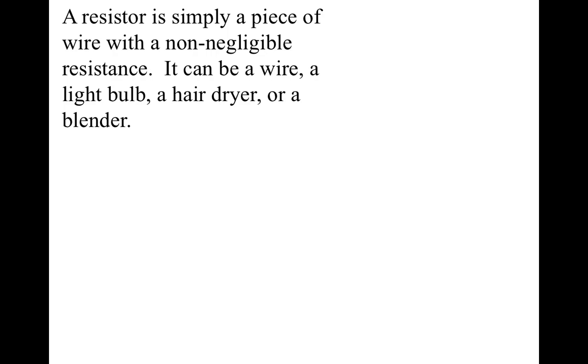So a resistor itself, this is something we did talk about in class together. A resistor is simply a piece of wire that has a non-negligible resistance, right? So it has a resistance. It's not something that we can neglect. It could be a wire, so a wire does certainly have some sort of resistance, but it could also be an actual device, something like a light bulb, a hairdryer, a blender, could even be your cell phone, right? A device that's going to use the energy of those electrons. So it's going to take that kinetic energy that the electrons have, or the electrical energy that those electrons are going to carry, and convert it.